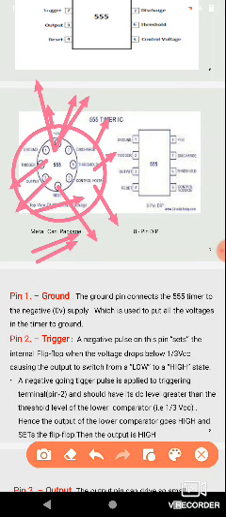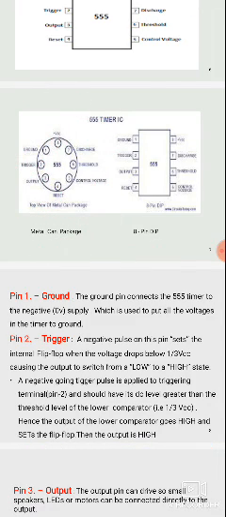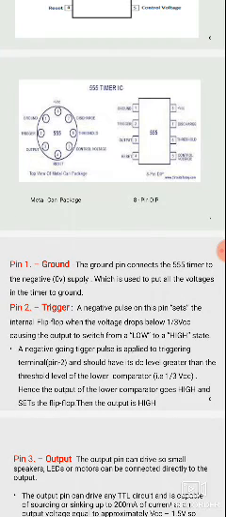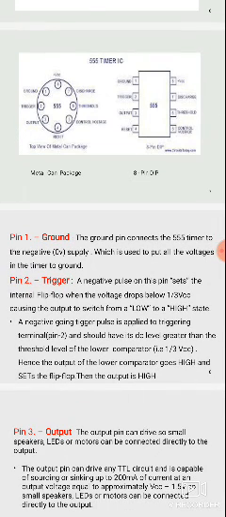This is also another diagram of the 8-pin DIP, dual inline package: ground, trigger, output, reset, control, threshold, discharge and VCC. This pin configuration is very important. Next, we are discussing the various pins and their uses.